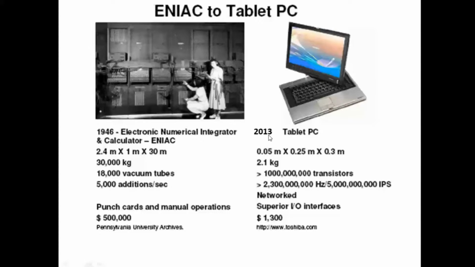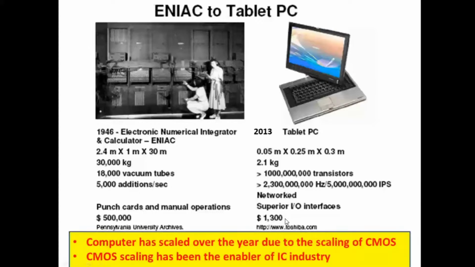However, in 2013, we could make a small tablet PC as shown in the figure. It has a very small dimension. The weight is 2.1 kg, it had more than 1 million transistors and cost us only $1,300. Computers have scaled over the years due to the scaling of CMOS. CMOS scaling has been the enabler of the IC industry.